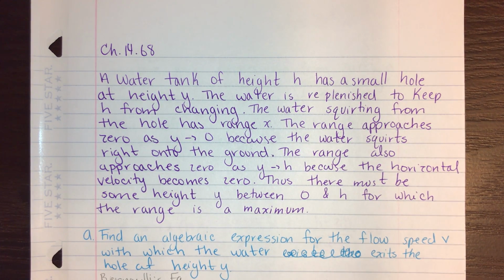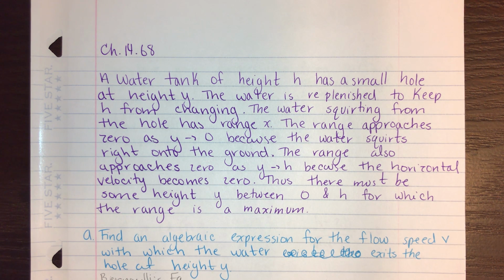Hi guys, I'm going to be going over problem 68 in chapter 14. I'm going to go ahead and read it to you guys. It says, a water tank of height h has a small hole at height y. The water is replenished to keep h from changing. The water squirting from the hole has range x.